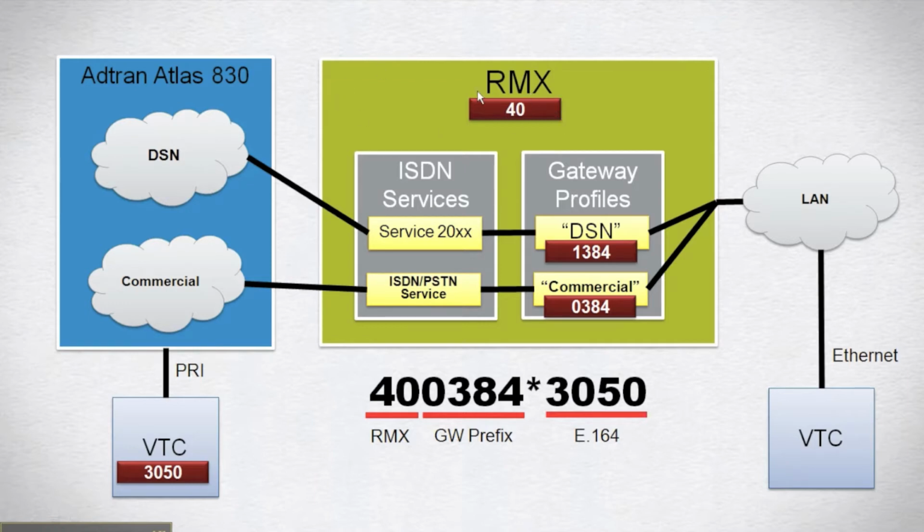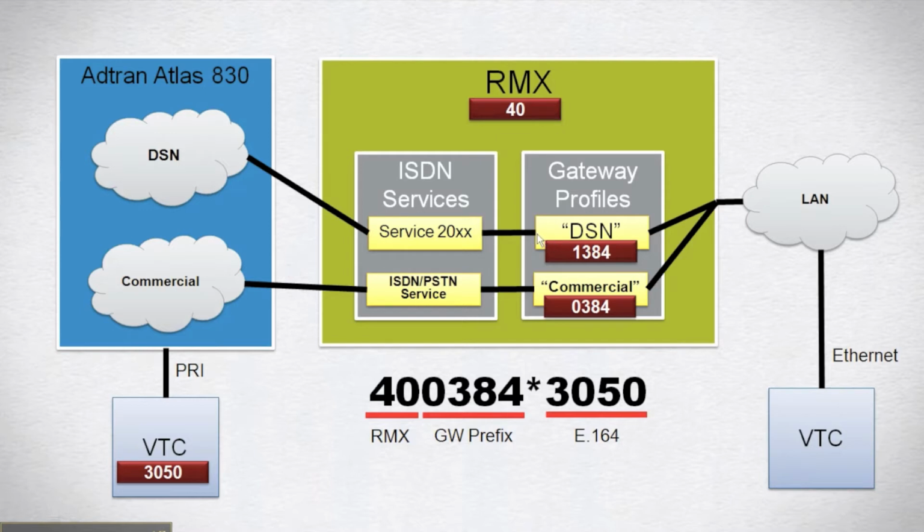Now, the RMX has a prefix for the gatekeeper of 40. So the RMX's prefix is 40. And inside the RMX, there's a couple of things you should know. We have the gateway profiles, and we have ISDN services. Now, on the gateway profiles, I have a DISN profile, which is denoted by the prefix of 1384, and a commercial profile, which is denoted by 0384. So 1 or 0, depending on which service I want to choose to dial to.